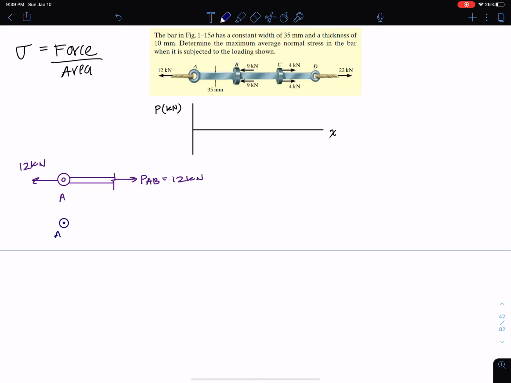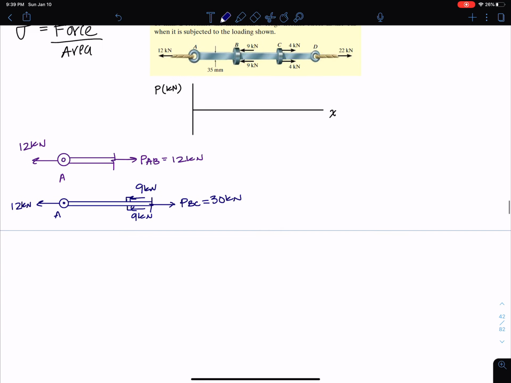Okay, still point A, but I'm going to cut a little farther now. So I'm going to cut after the two 9 kilonewton loads show up. So I still have the 12 kilonewton. Now what I have is a 9 kilonewton load here, a 9 kilonewton load here. And of course here, I'm gonna have PBC, which is equal to 12 plus 9 going in the opposite direction, so I get 30.